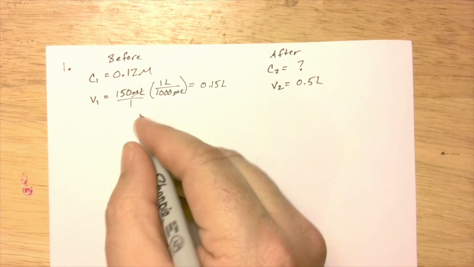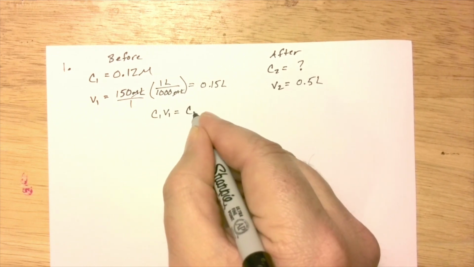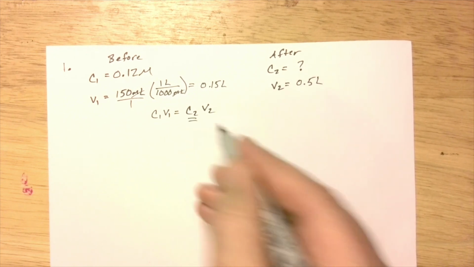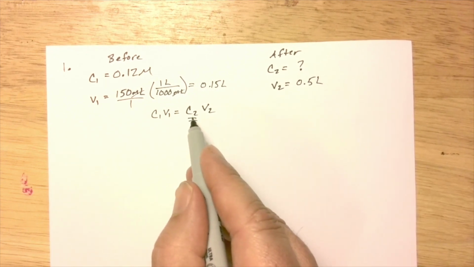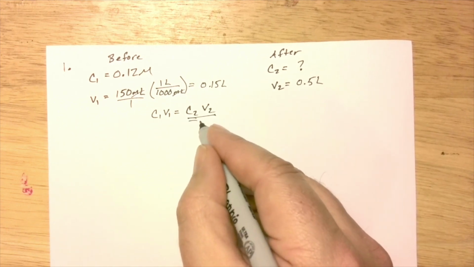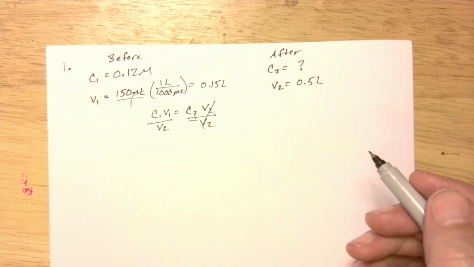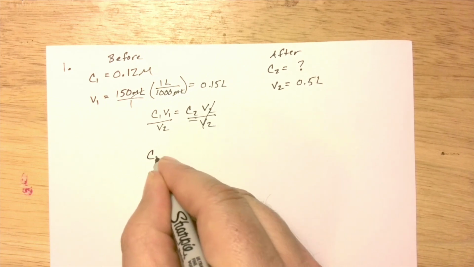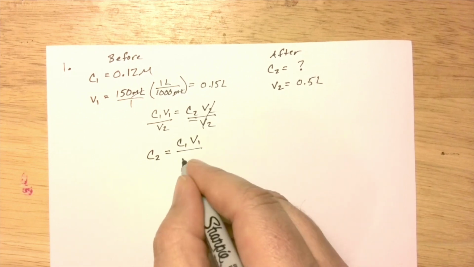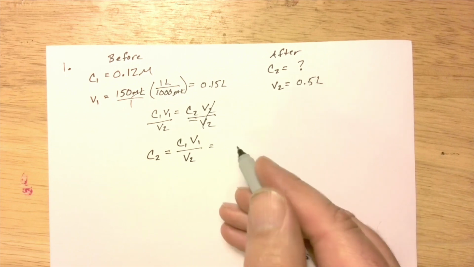So write out the equation. C1 V1 is equal to C2 V2. We don't know the concentration, we don't know C2. So this is what we're going to solve for. C2 is being multiplied by V2. I need to make that stand by itself, so I need to divide both sides by V2. V2 over here will cancel out. So therefore, C2 is equal to C1 times V1 all over V2. And then it's just a matter of plugging in the numbers.